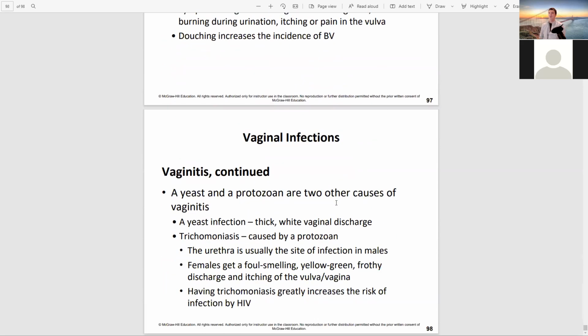Vaginal infections continued. A yeast and a protozoan are 2 other causes of vaginitis. A yeast infection causes a thick white vaginal discharge. Trichomoniasis is caused by the protozoan. The urethra is usually the site of infection in males. Females get a foul-smelling yellow-green frothy discharge and itching of the vulva and vagina. And this greatly increases the risk of infection by HIV.